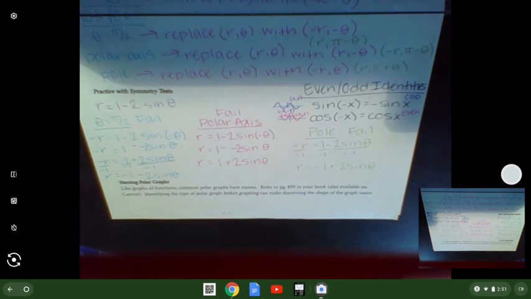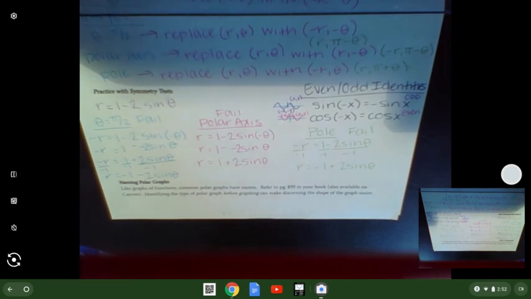So now you may be thinking, Mrs. P, what was the point? We just tested for symmetry and we failed every single test. So here's some good news about the symmetry tests, and I will do another example. You'll see this shortly. If I pass a test, graphing means I can plug in far fewer points.